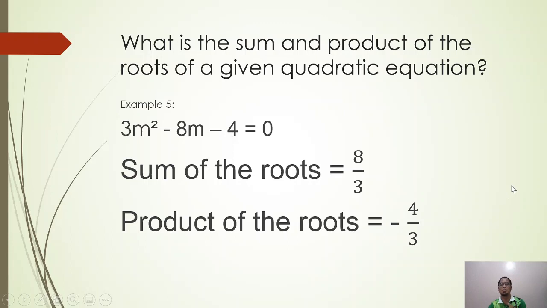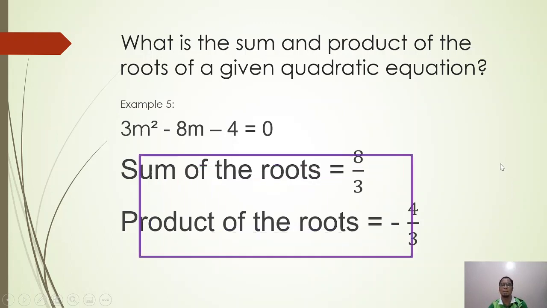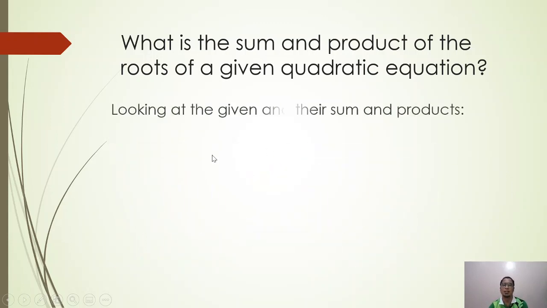Pwede nating sabihin, sir, nakakalito ang haba. Subukan natin. Looking at the given and their sum and products, di ba, dalawa bali yung example natin. So, tingnan muna natin parehas yung given. Yung first given natin, ito. Second given natin, ito. Ito, naka-standard form na. Ito, hindi pa. So, yung wala pa nating standard form, ilagay ko muna sa standard form. Equated siya sa 0.